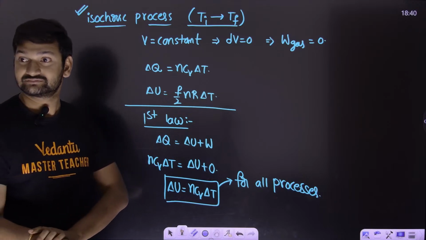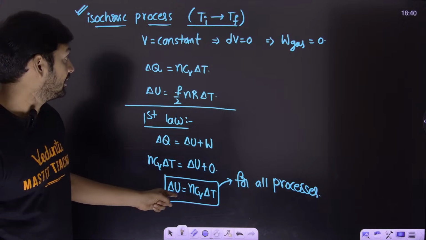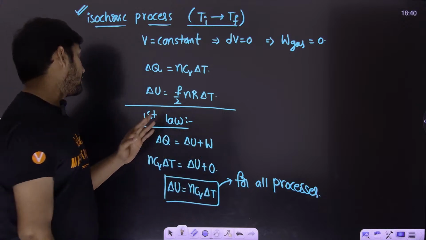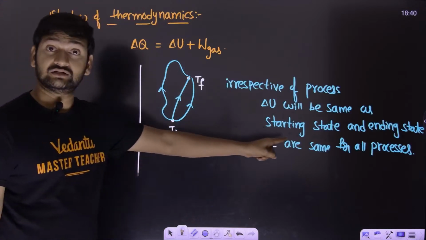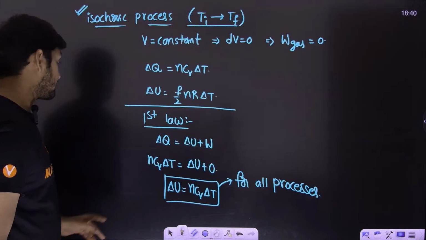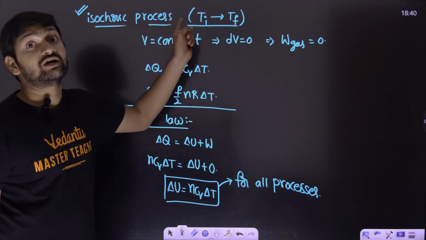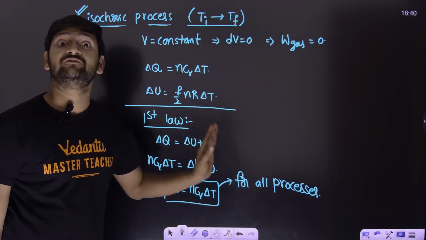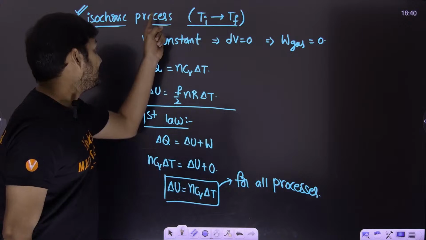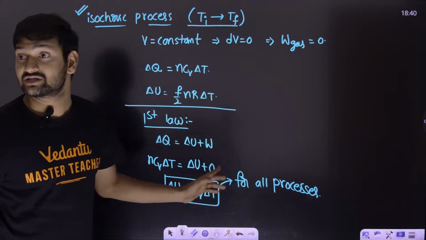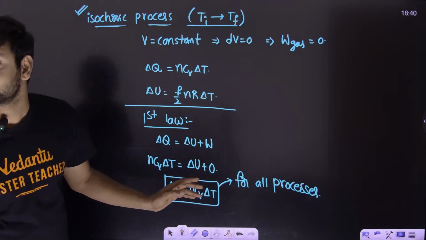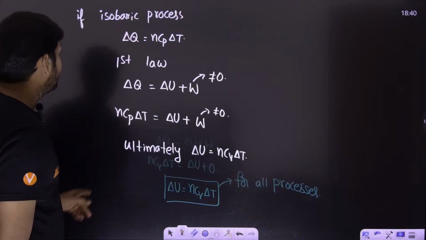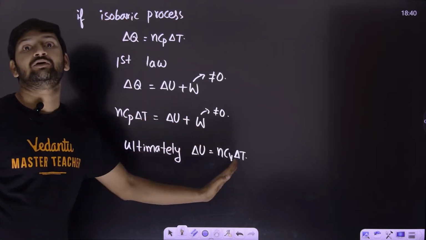As I already said, logically I already proved, mathematically also I already proved. Just because I have taken an isochoric process, don't think that delta U is nCv delta T only for an isochoric process. It's easy to calculate delta U because W becomes 0. If you have taken isobaric also, it will come out to be this.